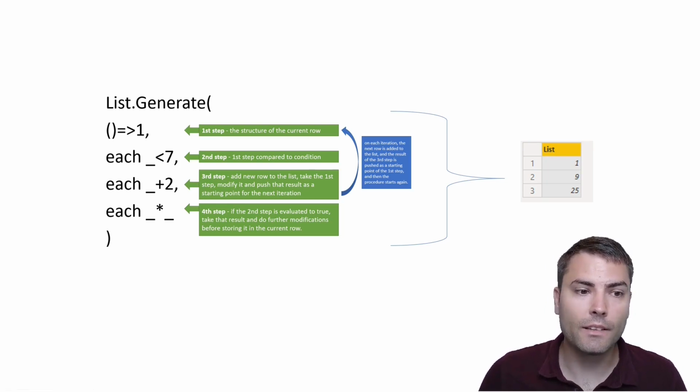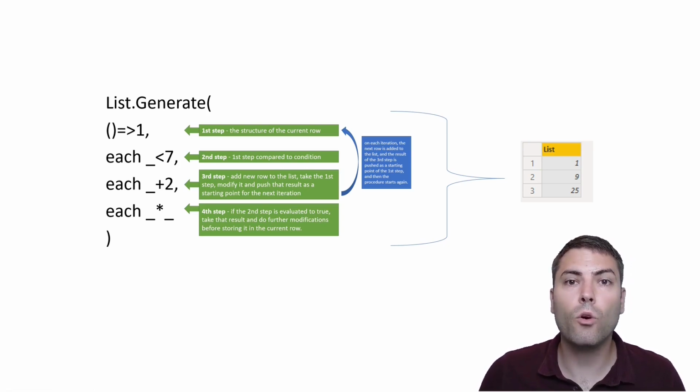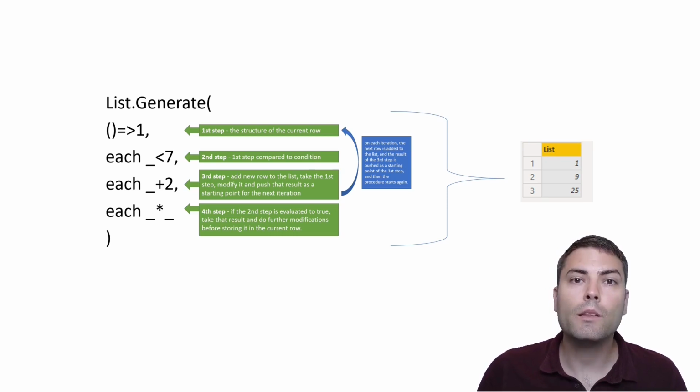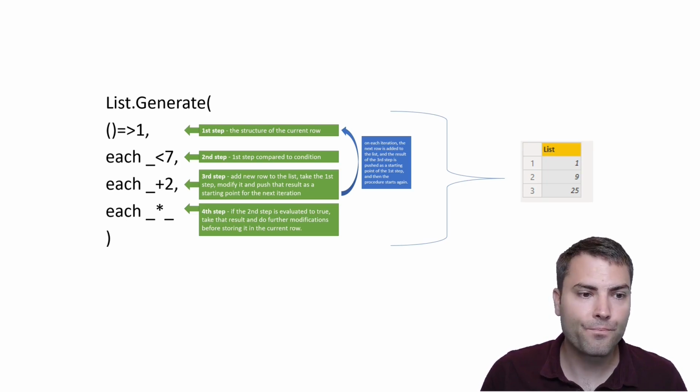Besides values like numbers or text, the starting input can also be a structured object like a table, list, or record. The result of this argument, in the form of a current row in a list or a record, is going to be used within all the other arguments of the List.Generate function. And we can access this record with the underscore symbol.